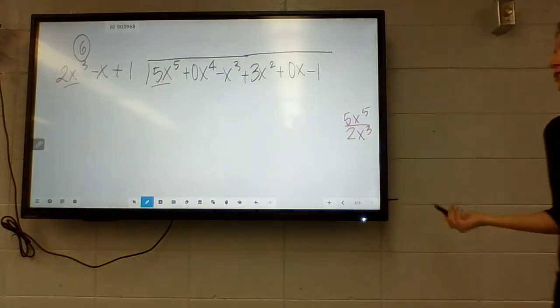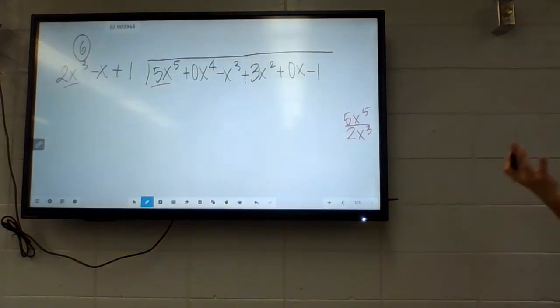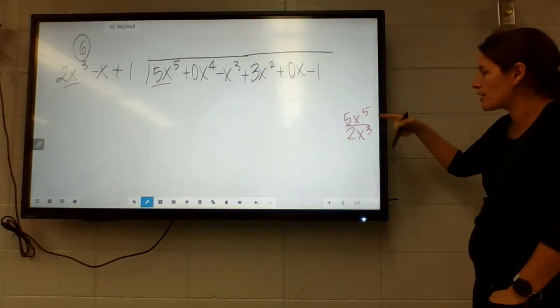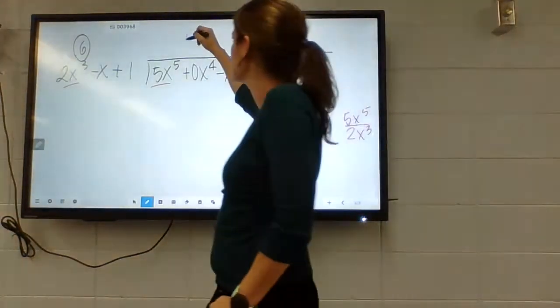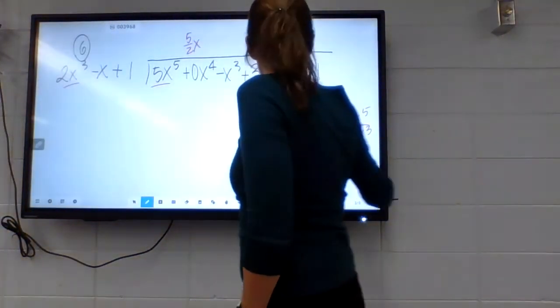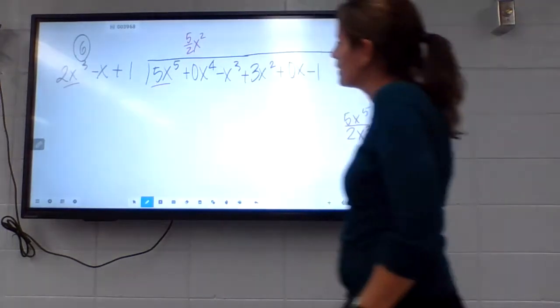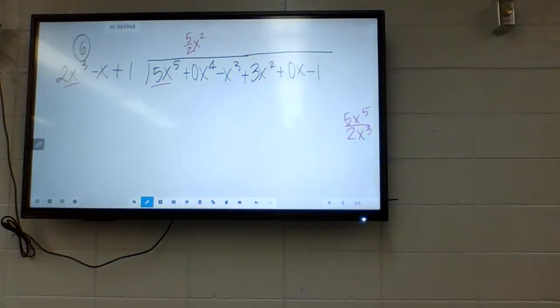Thought bubble. So 5 over 2. Now, if you wanted to use decimals, if you called that 2.5, that would be fine. I think our book used fractions. So this would be 5 halves x to the second. Now, the issue comes in, we're going to be subtracting fractions. It's pretty horrible, so sorry.